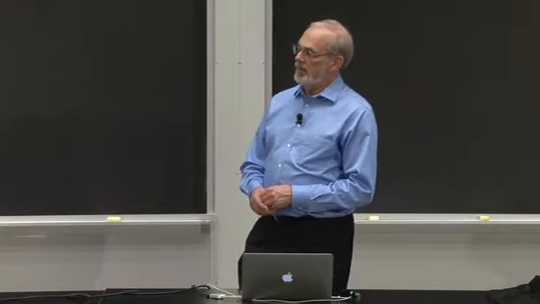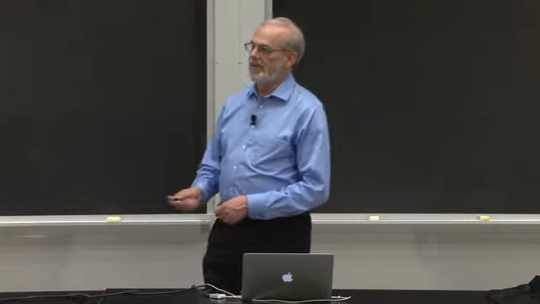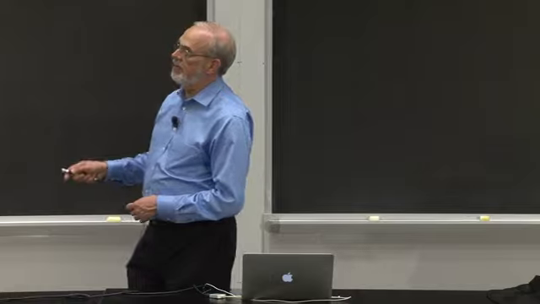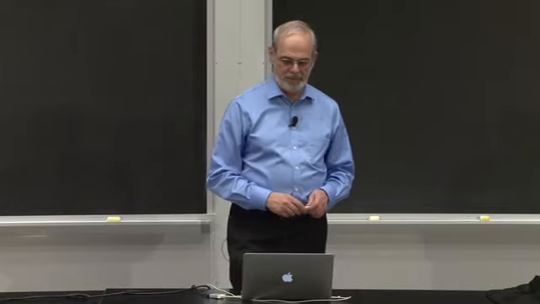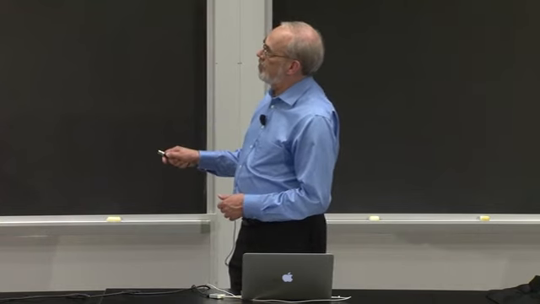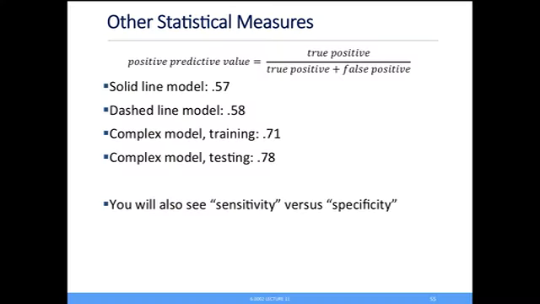There could be other ways in which I measure this, and I want to use this as the last example. Another good measure we use is called PPV, positive predictive value, which is how many true positives do I come up with out of all the things I labeled positively. And in the solid model, in the dashed line, I get values about 0.57. The complex model on the training data is better, and in the testing data is even stronger.